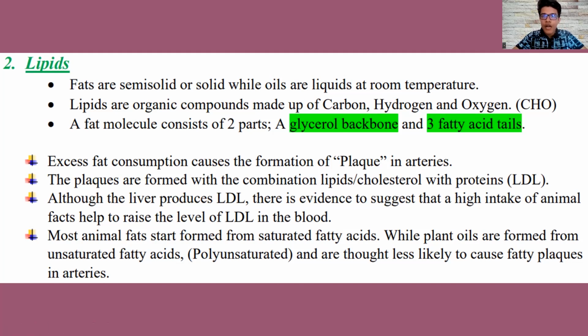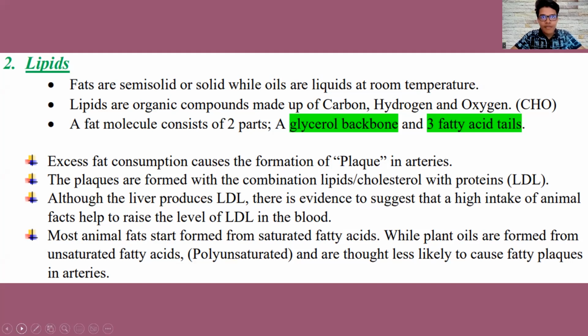First, you all should know how to differentiate between fats and oils, where fats are semi-solid or solid, whereas oils are liquids at room temperature. That's the main difference. And when considering the composition of lipids, they are made up of carbon, hydrogen, and oxygen, similar to the carbohydrates. And a fat molecule generally consists of a glycerol backbone and 3 fatty acid tails.